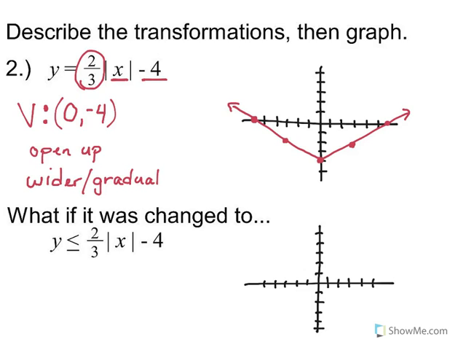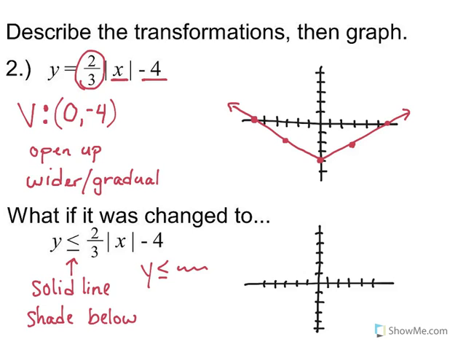Okay, so now what if it was changed to this inequality symbol right here? Well, there's an equal to, so this one will be still drawn with a solid line. But now there's going to be shading involved, and the question is, where will the shading go? Will it go above or below? And I've got y is less than or equal to something. So y is less than something means I need smaller y values, so I need to go down. So I'm going to shade below the graph.